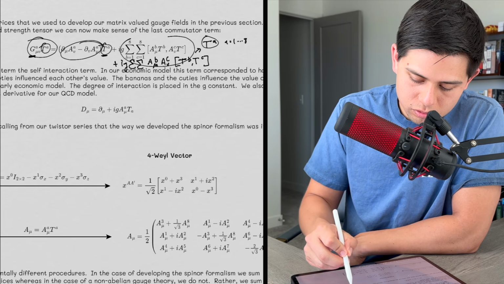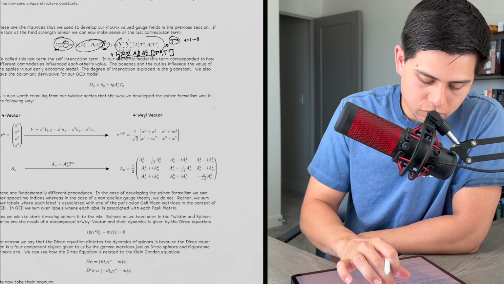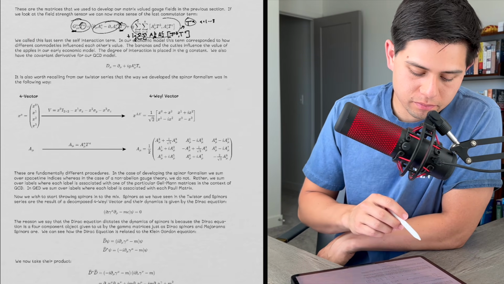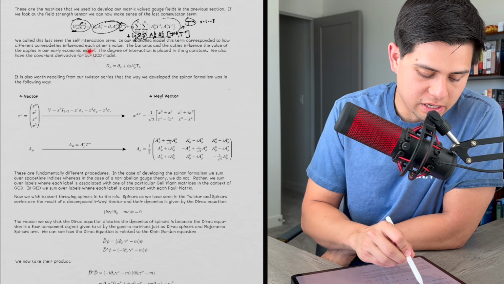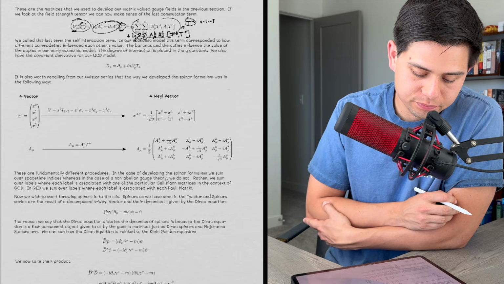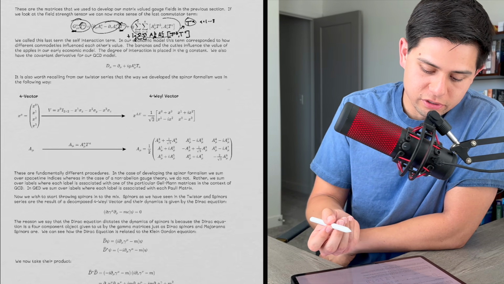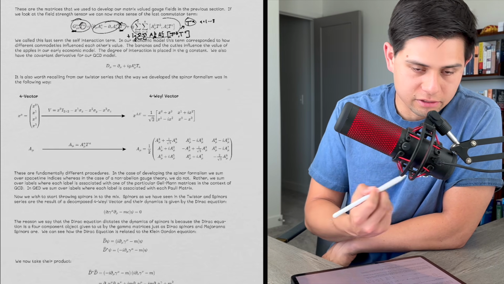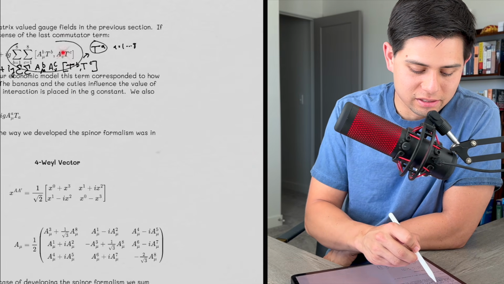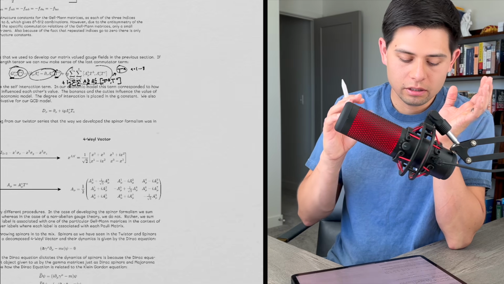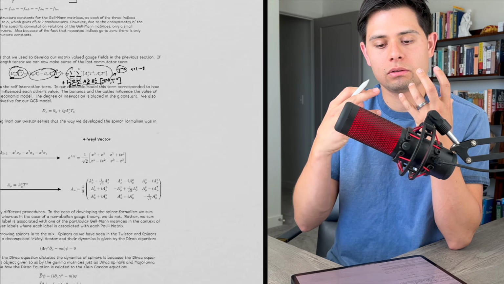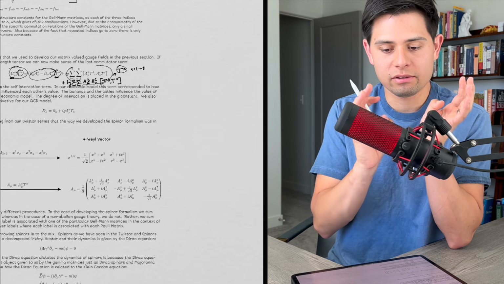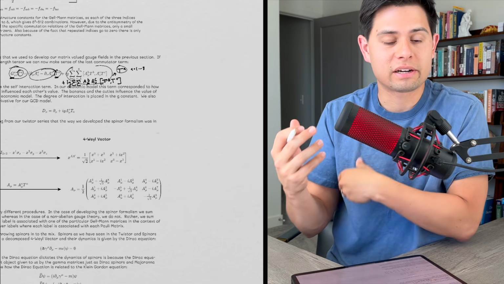And so what we have, we called this last term the self-interaction term. In our economic model, this term corresponds to how different commodities influence each other's value. The bananas and the cuties, for example, influence the value of apples in our early economic model. We've talked about this, where A stands for apples, B stands for bananas, and C stands for cuties. The values of those affect each other. When we're saying that these interact with each other, we're saying that the values of all these commodities are interacting with each other. They affect each other. All right.